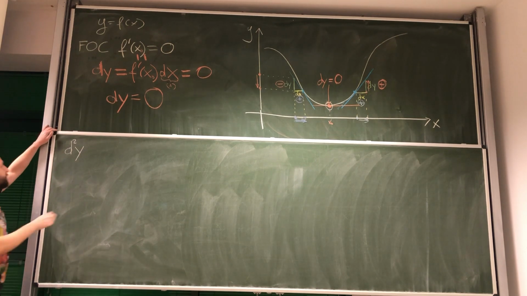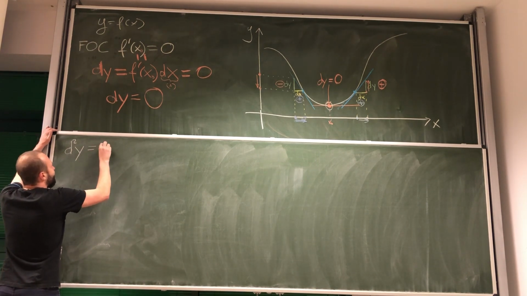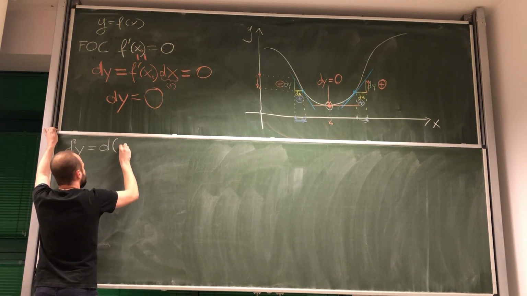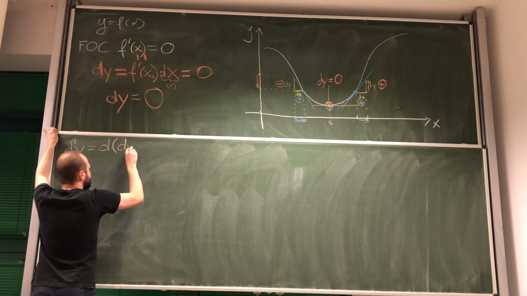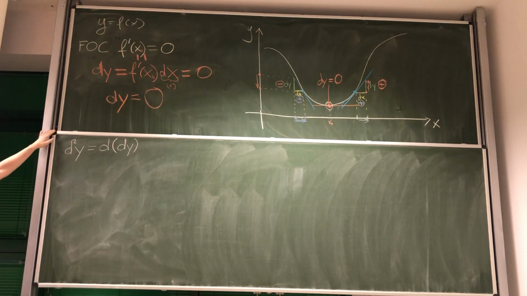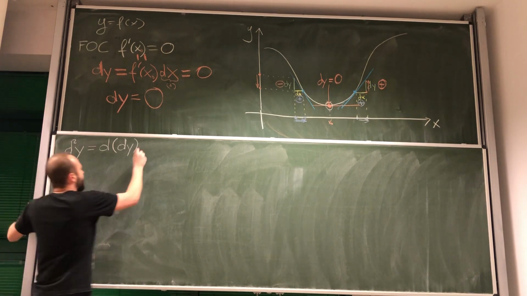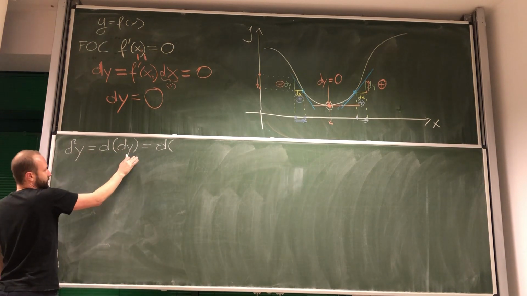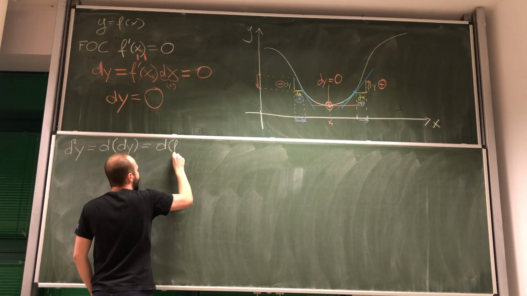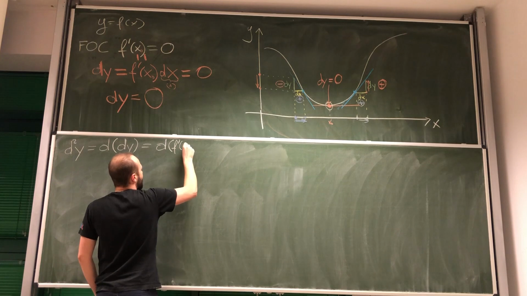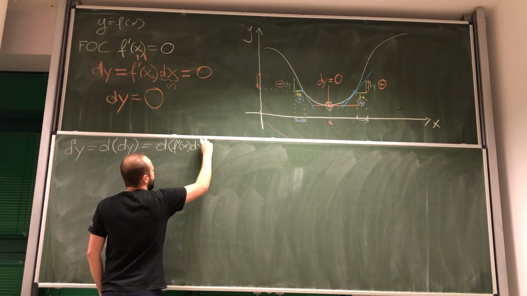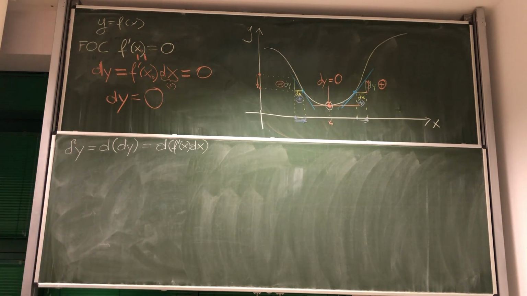is going to be a first differential of the first differential. Well, not complicated, right? Now, we already calculated the first differential, and we know that this is equal to f prime of x times dx.